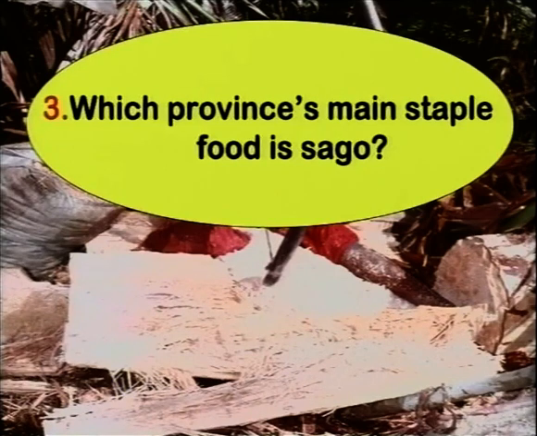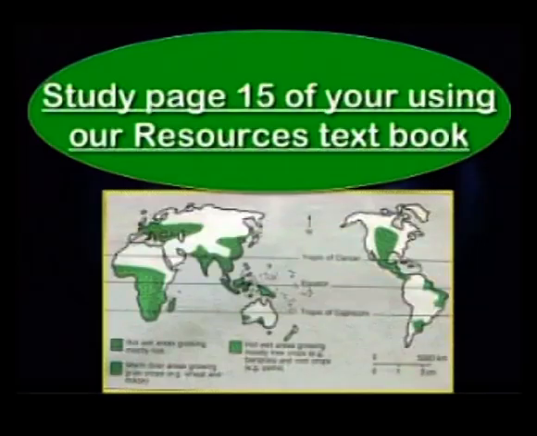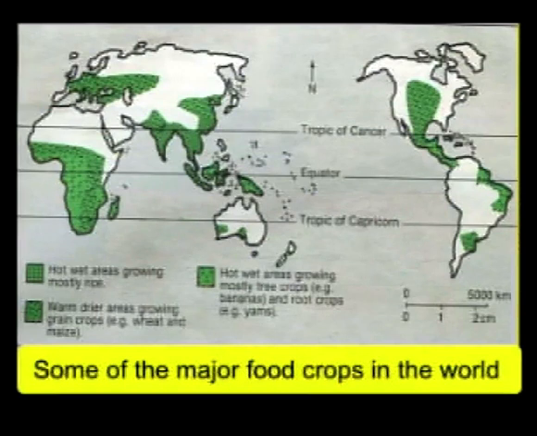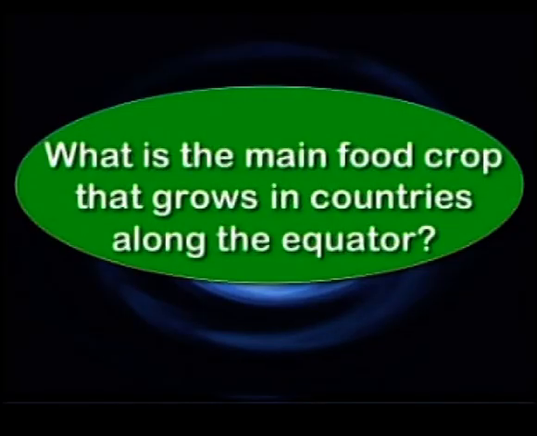your textbook, grade 8 textbook, Resources of PNG, page 15, looking at the world map, some of the major food crops in the world. Class, receiving students, okay, you've got a question for that. What is the main food crop that grows in countries along the equator?